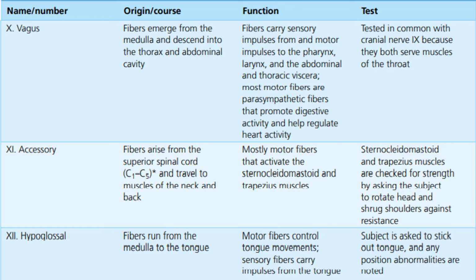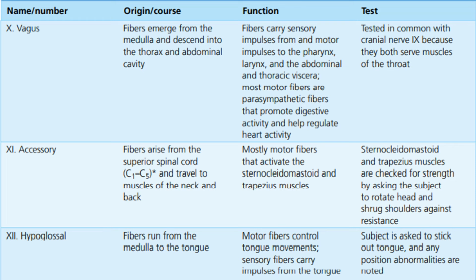Number 11 is the accessory nerve. Fibers arise from the superior spinal cord, C1 to C5, and travel to the muscles of the neck and back, mostly motor fibers that activate the sternocleidomastoid and trapezius muscles.